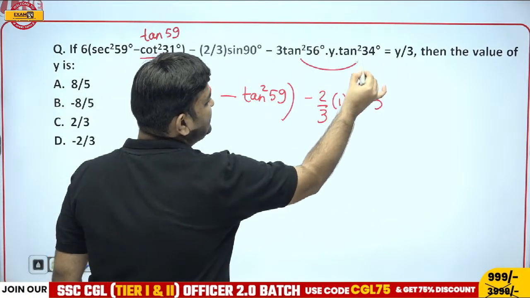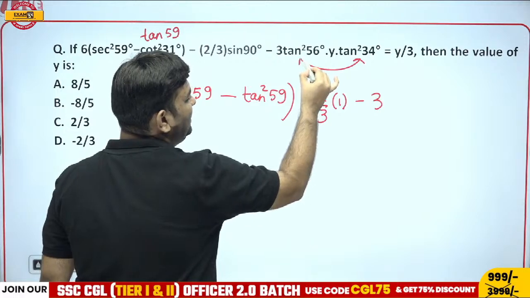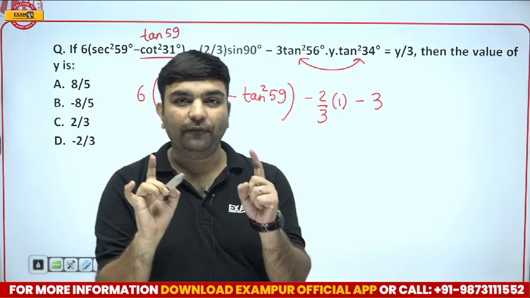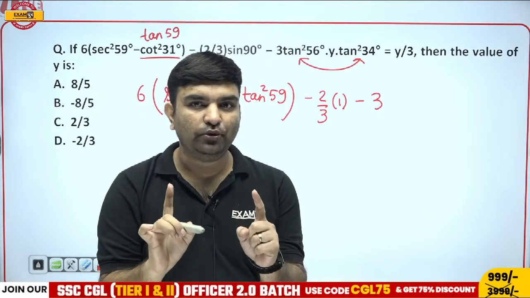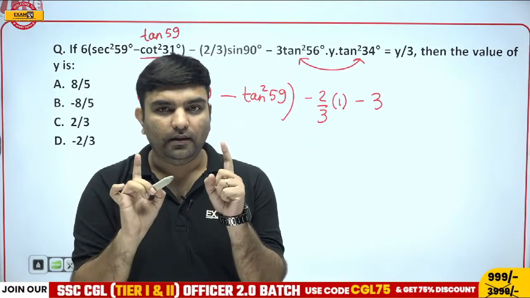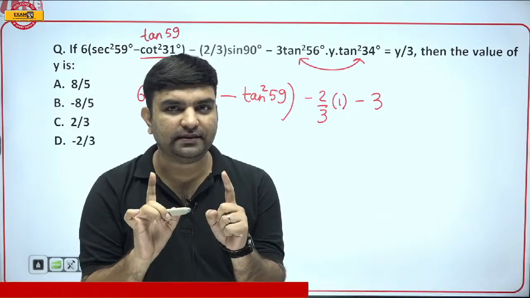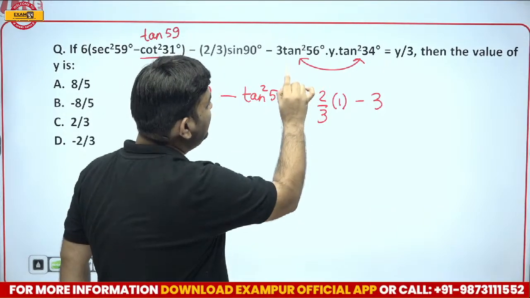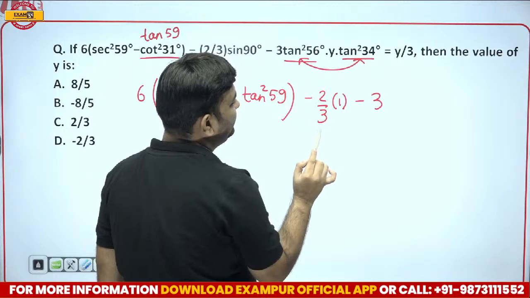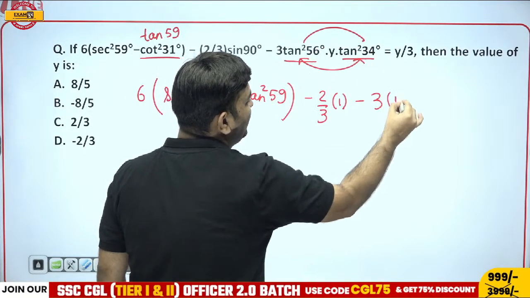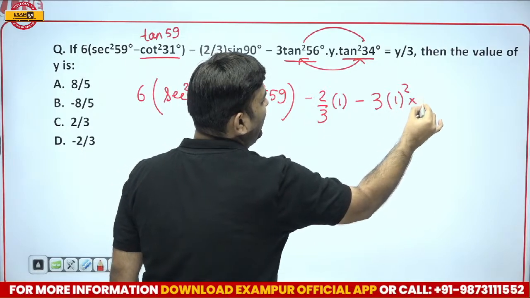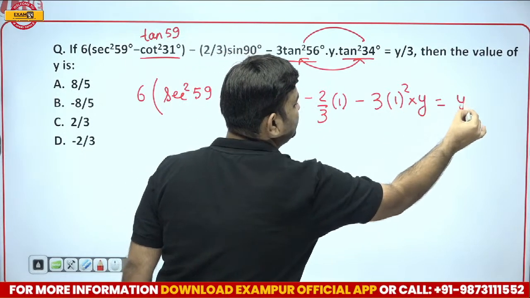Guys, tan 56 into tan 34 are complementary. If A plus B is 90, then tan A into tan B is 1. So, can I say here it is square? So, 1 ka square into y is equal to y by 3.